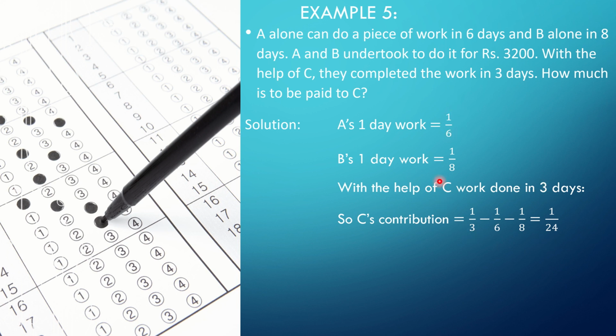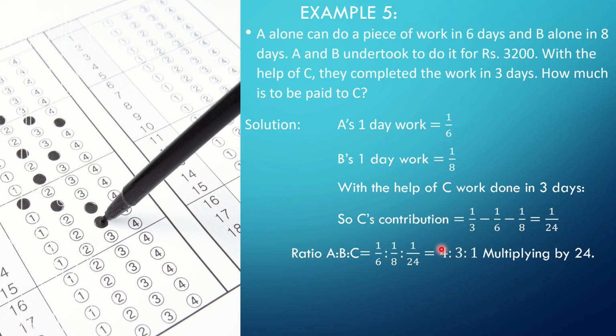So A can do 1 by 6, B can do 1 by 8, whereas C can do 1 by 24. If you find the ratio from here, the ratio will be simply 4 ratio 3 ratio 1. How did we find that? Simply by multiplying by 24, just to get rid of the fractions. If you multiply this by 24, it will give you 4, this 3, and this 1. So the ratio is 4:3:1.